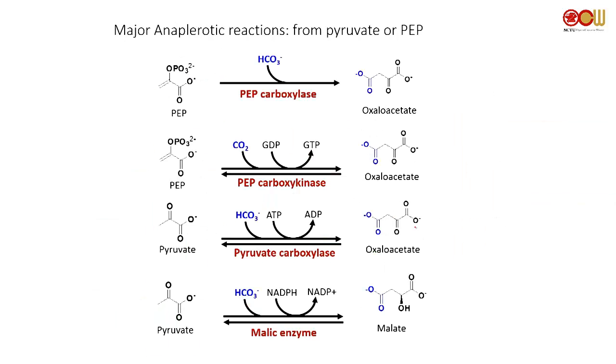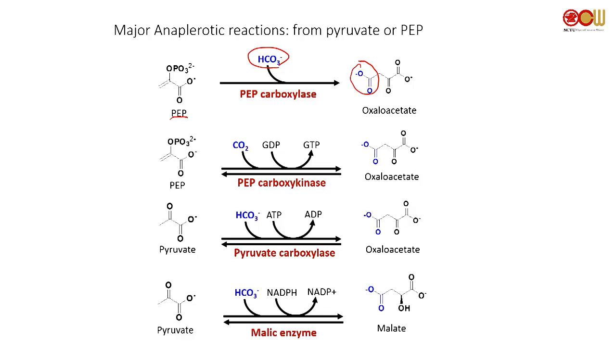So the four major anaplerotic reactions, I need you to memorize these. They are very important because, fundamentally, these are carboxylases, so they can fix CO2. You have PEP carboxylase. This is used a lot, by many different organisms. Essentially it uses the energy from PEP to directly capture a CO2, bicarbonate, same thing. Then you put that CO2 at the very end, and you generate oxaloacetate.